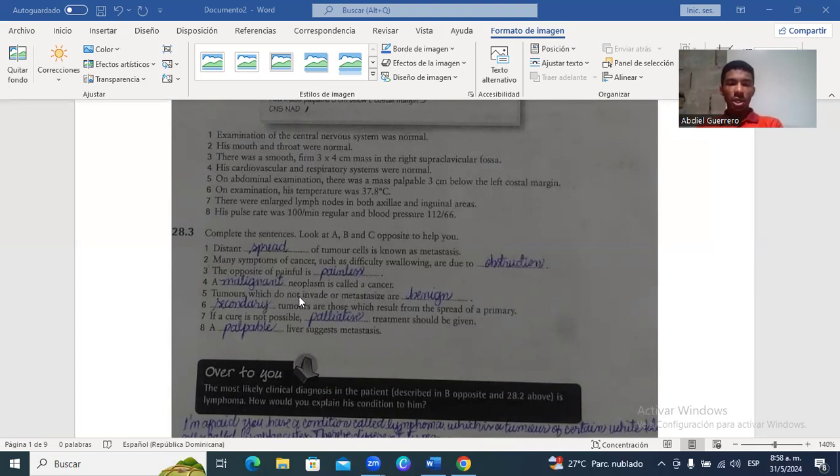Tumors which do not invade or metastasize are benign. Secondary tumors are those which result from the spread of primary tumors. If a cure is not possible, palliative treatment should be given. The palpable liver shows metastasis.